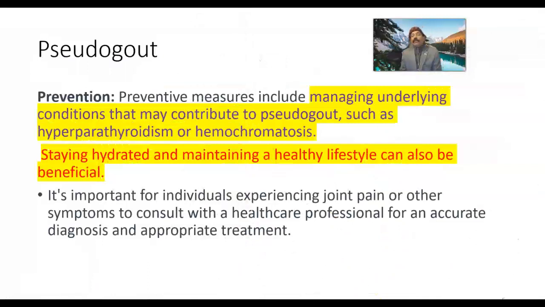Prevention measures include managing underlying conditions that may contribute to pseudogout, such as hyperparathyroidism, hemochromatosis, diabetes mellitus, and chronic kidney condition. Staying hydrated, drinking a lot of water, and maintaining a healthy lifestyle like physical exercise, walking in the morning or evening, or both, can also be beneficial. It is important for individuals experiencing joint pain and other symptoms to consult a healthcare professional for an accurate diagnosis and appropriate treatment.